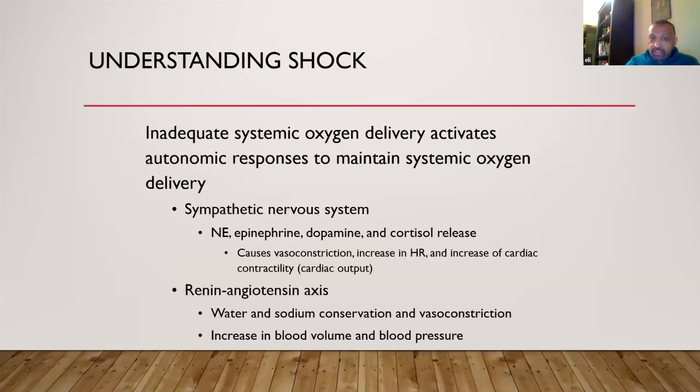So to maintain the response, your body activates two common pathways. The first one is the sympathetic nervous system, with the release of norepinephrine, epinephrine, dopamine, and cortisol. What we're trying to do is cause vasoconstriction and increase the heart rate and contractility, and that results in cardiac output to try to increase the perfusion. At the same time, you try to retain water and sodium by activating the renin-angiotensin axis. That also has some vasoconstriction effect. In general, this will increase your blood volume and blood pressure.